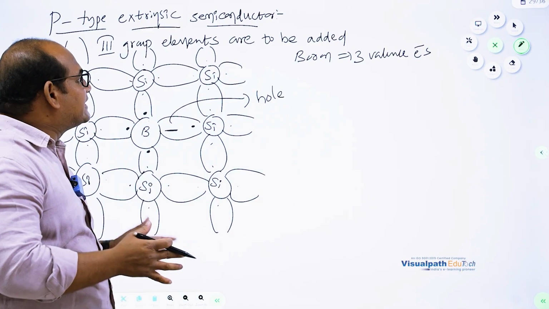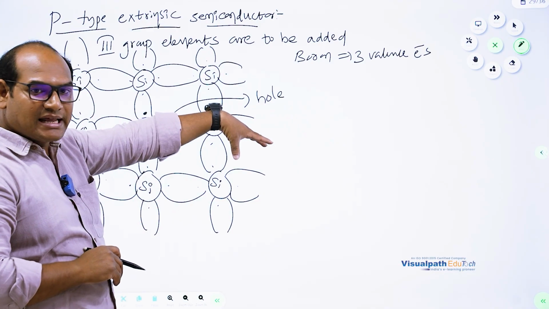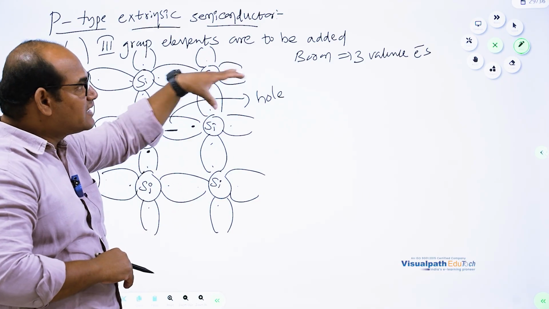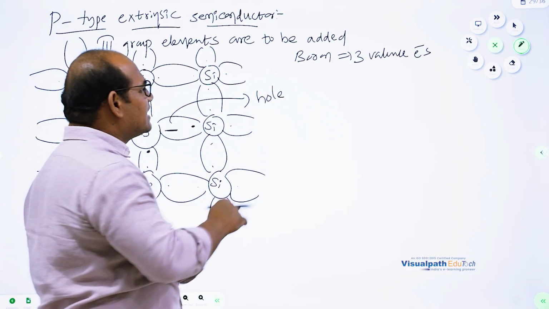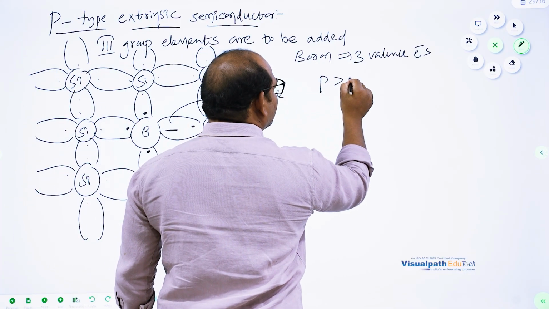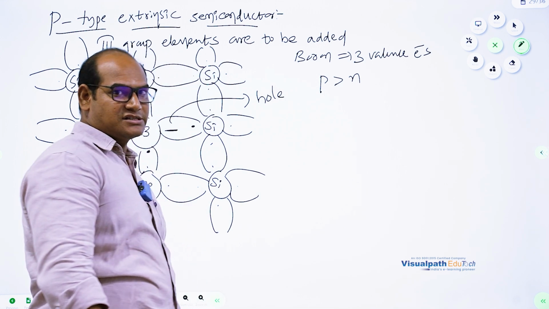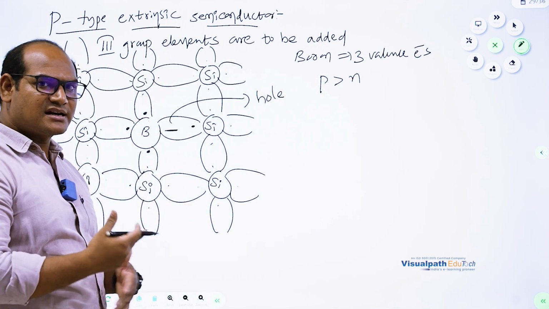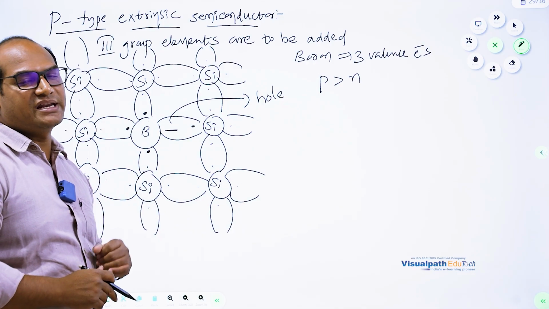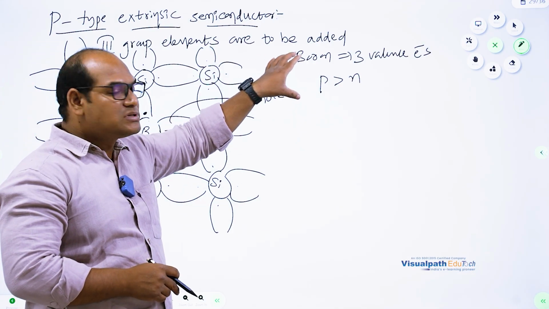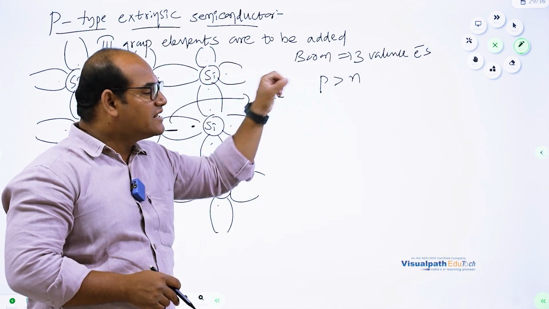If you add 10 boron atoms, 10 holes will be created like this. If you add 100 boron atoms, 100 holes will be created without creation of free electrons. That means here the hole concentration is greater than the electron concentration. If you increase the temperature, certain free electrons will be created, but an equal number of holes will also be created. But here some holes have already been created, so p is greater than n.